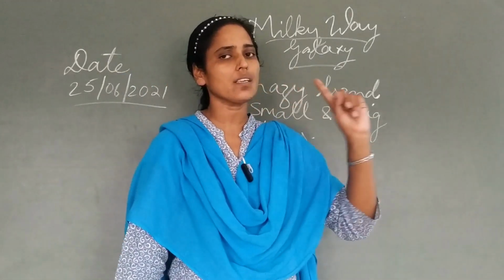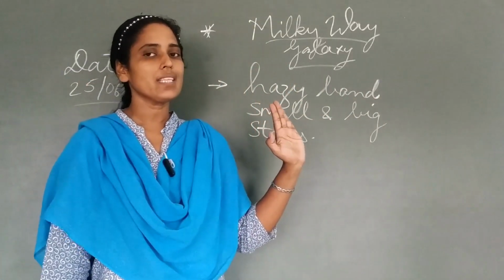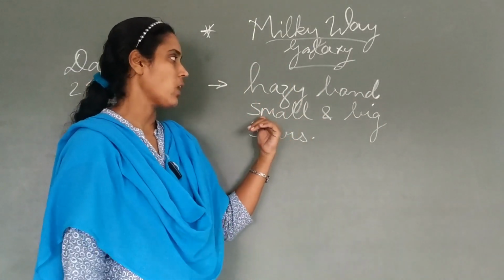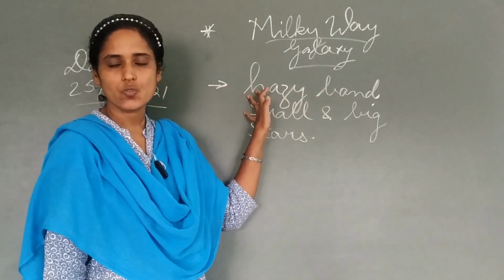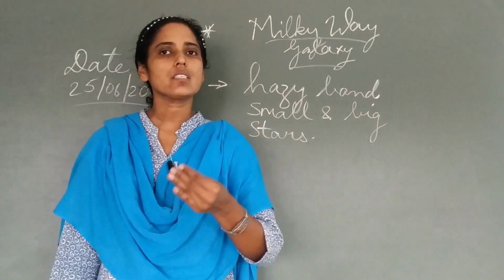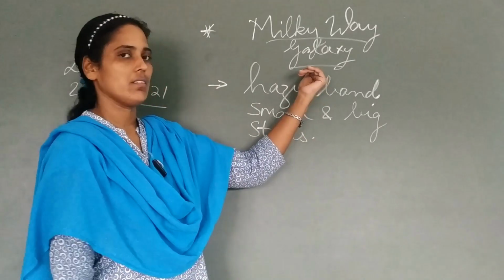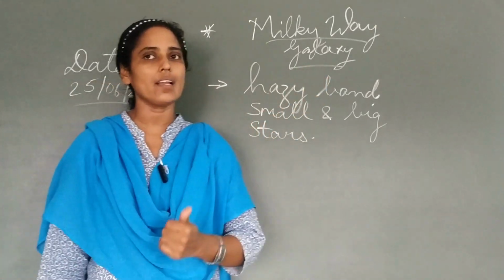So sun is the key element in this. It is a star of the Milky Way galaxy. So we can see that the Milky Way galaxy is surrounded by small and big stars. It's a hazy band structure, just like a milky structure. And the sun is a self-illuminated star of the Milky Way galaxy.